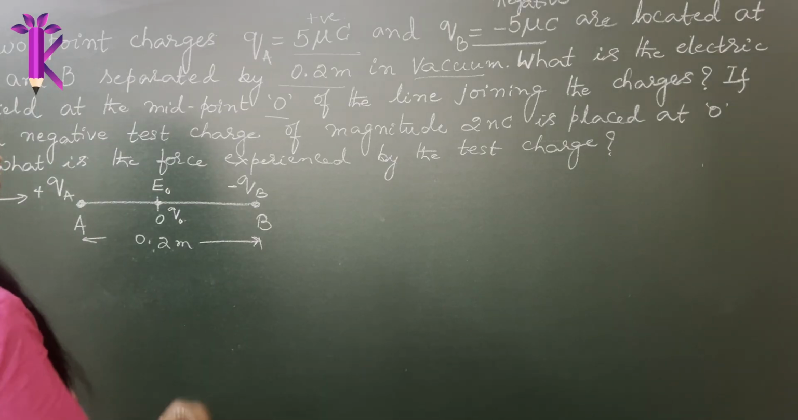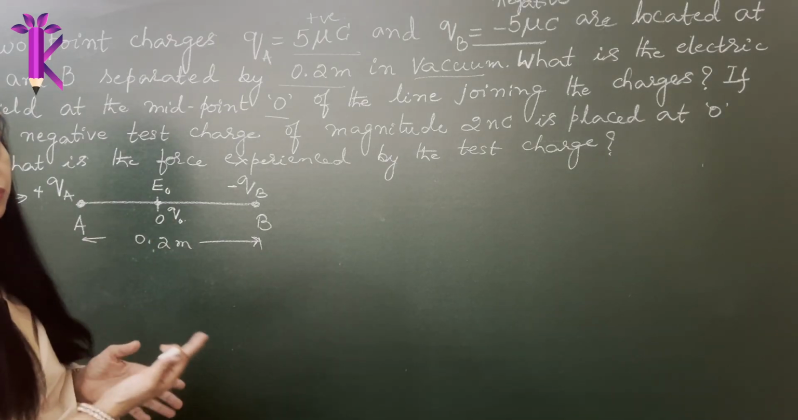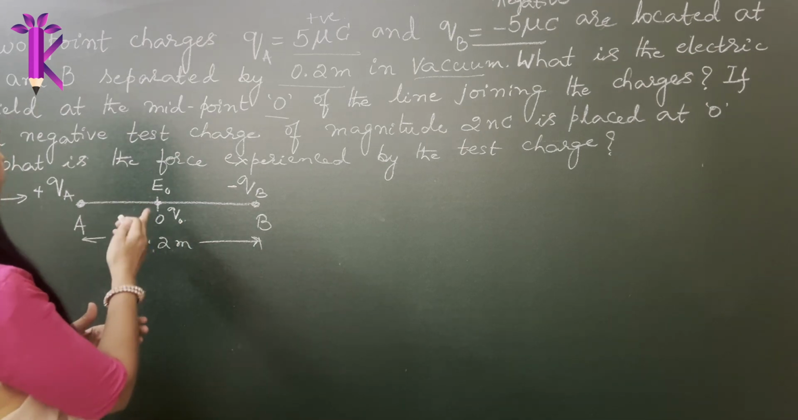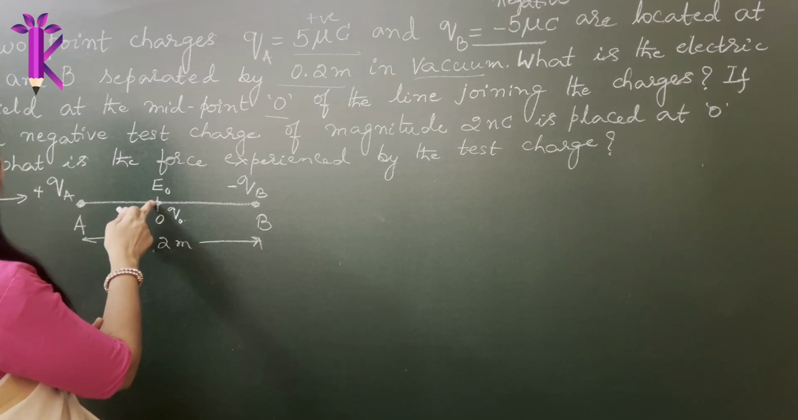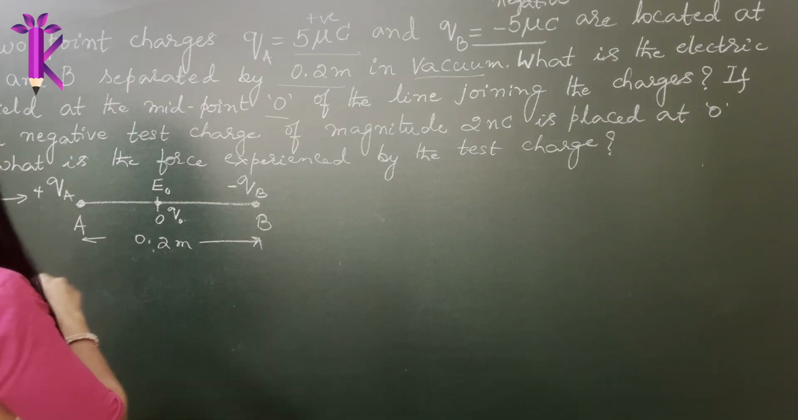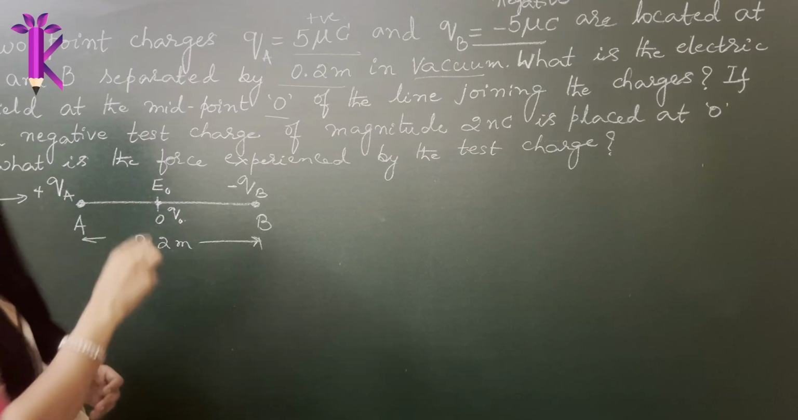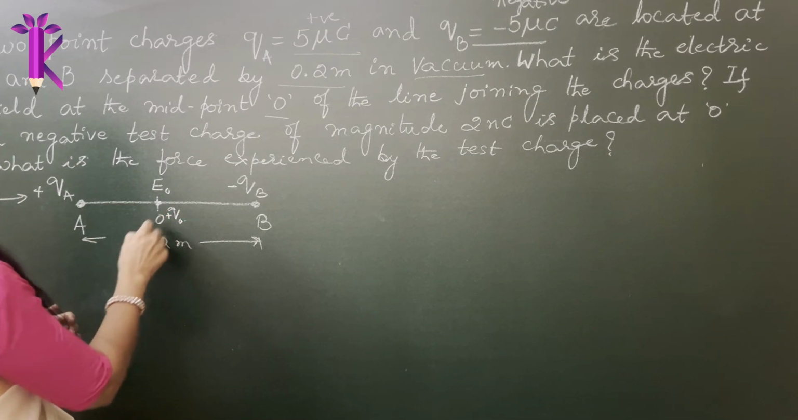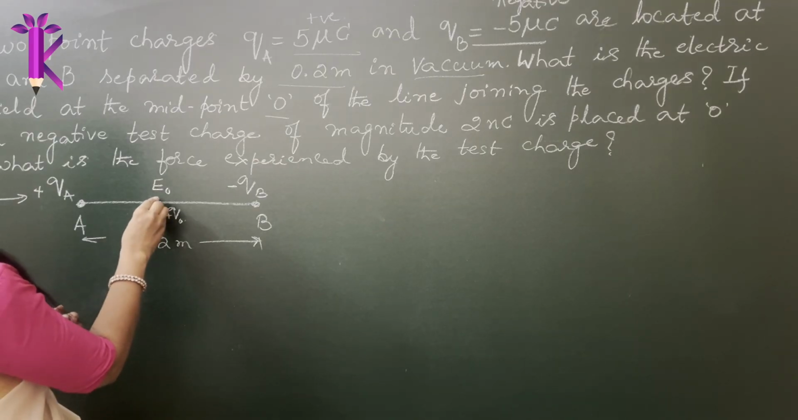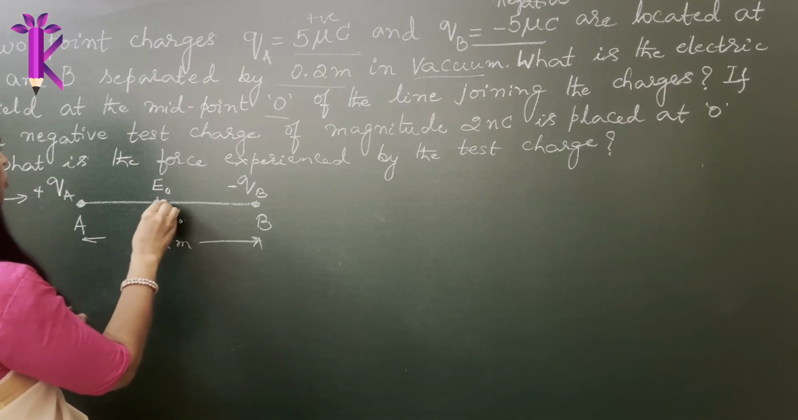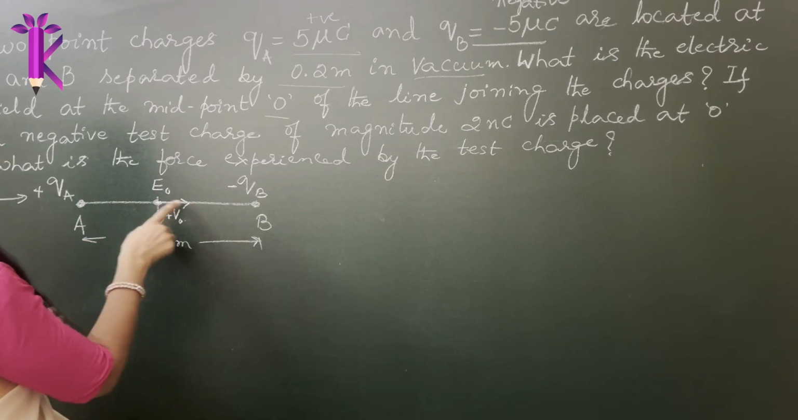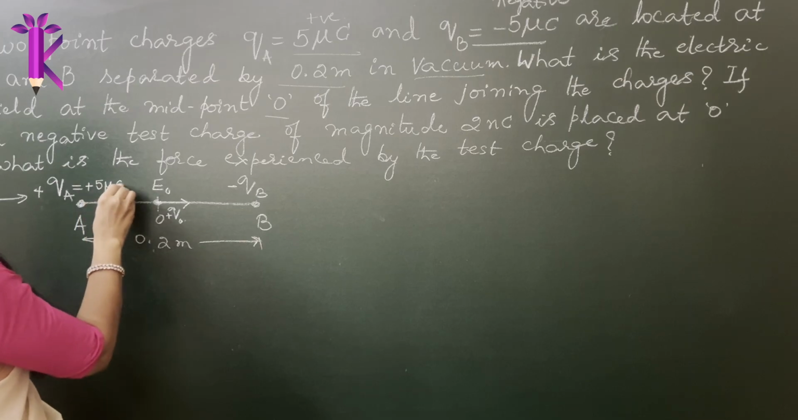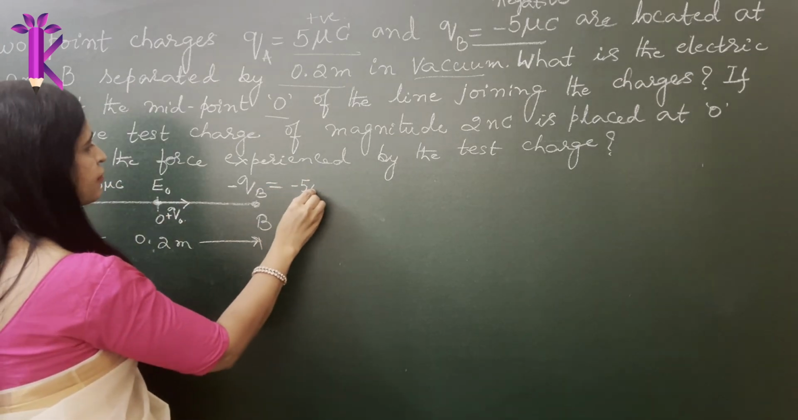So there is a unit positive test charge placed at this point, and what is the electric field experienced by this charge due to QA and QB? This will be positive because we always assume the test charge to be positive. If you have a positive charge here, what will happen to the electric field at this point? It will tend to move away in this direction, right? And this is plus 5 and this is minus 5 microcoulomb.